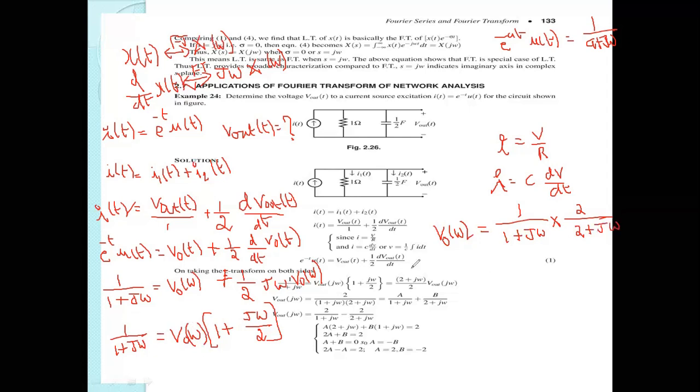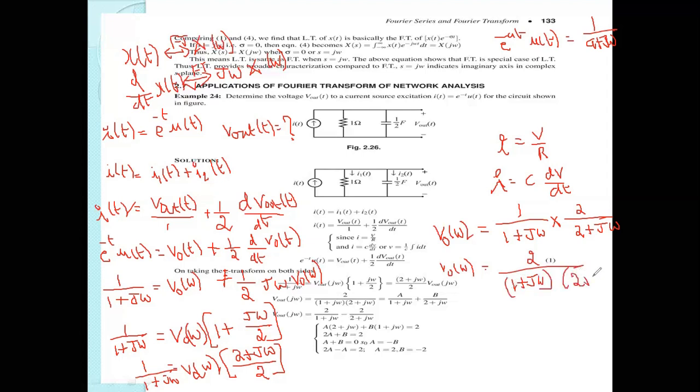So V naught of omega is equal to 1 by 1 plus j omega, and you can take the LCM here: 2 plus j omega by 2. So V naught of omega is equal to 1 by 1 plus j omega and 2 into 1 by 2 plus j omega. Therefore, V naught of omega is equal to 2 by 1 plus j omega whole multiplied with 2 plus j omega. Now, by using the partial fraction expansion method, find the A and B values.